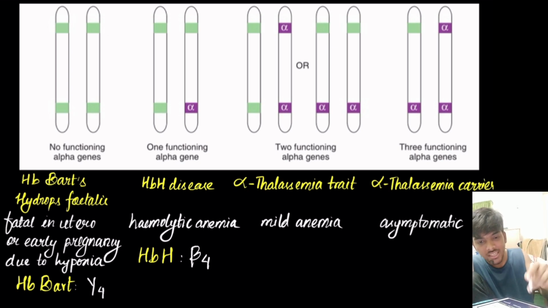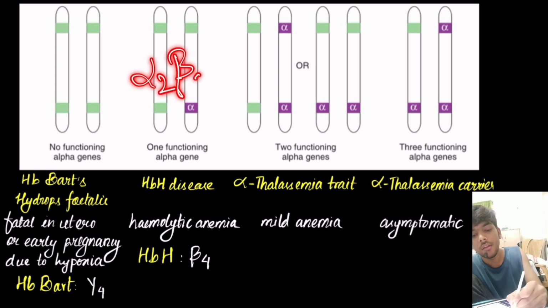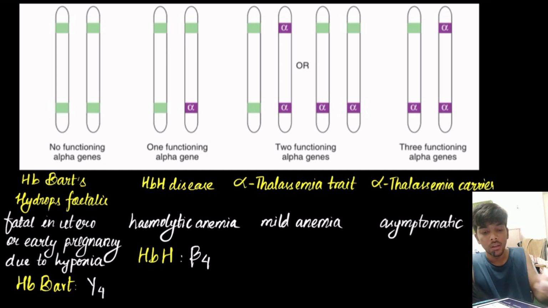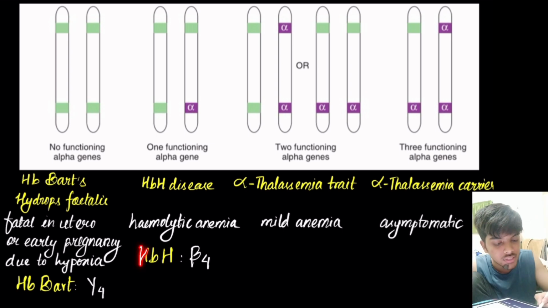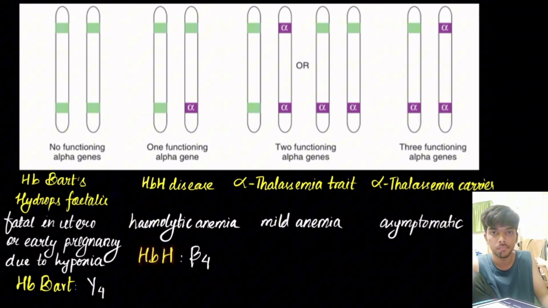Here, since there is massive reduction in alpha globin, instead of formation of alpha 4 beta 4, the beta globin chains, they themselves tetramerize. 4 beta chains combine and form beta 4 tetramer, and this hemoglobin is called HbH.